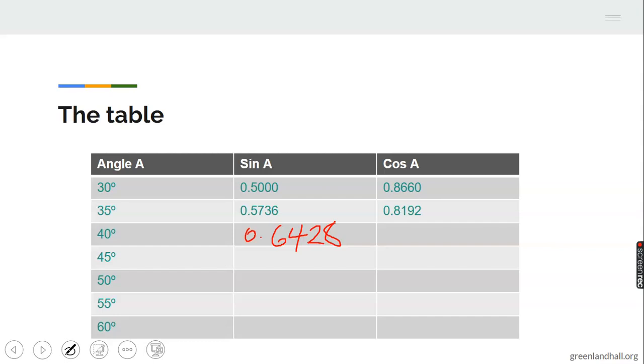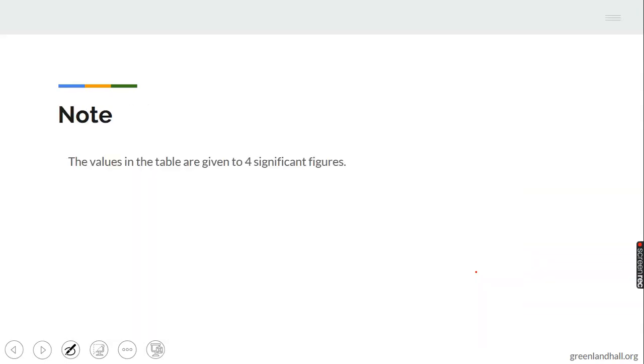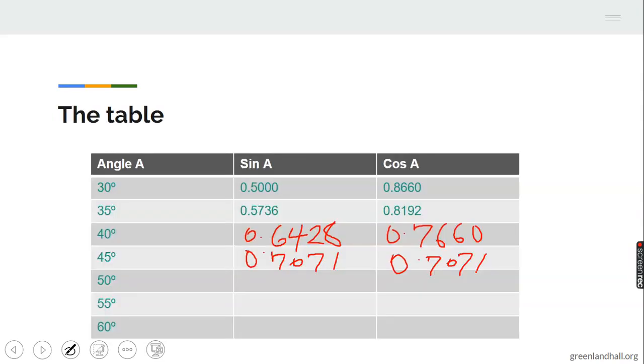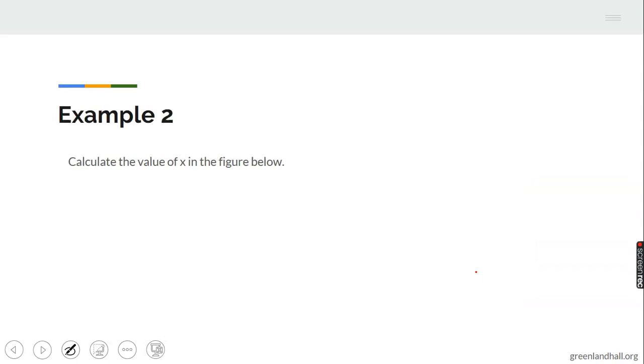Then cos 40, because of our time, I will not waste time on that. That will be 0.7660. Okay. Then sine 45 and cos 45, they are the same: 0.7071, 0.7071. So just fill in the rest for me. Now, the values in the table are given in 4 significant figures. That one is not a problem.